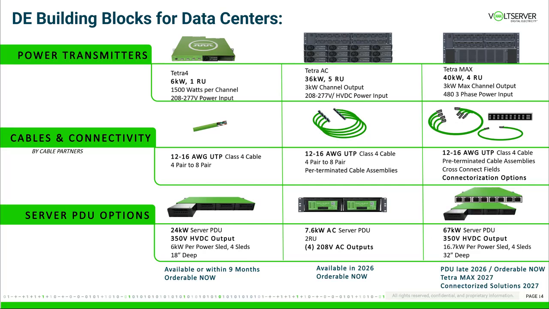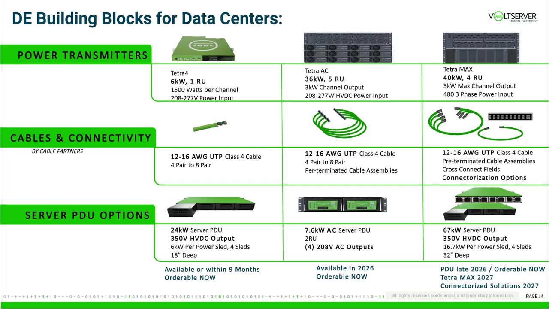But those are just bulk cable options. And then for the server PDU, a 24 kilowatt server PDU, that's 350 volts high voltage DC output. It's 6 kilowatts per power sled with 4 sleds, and that's going to be 18 inches deep.